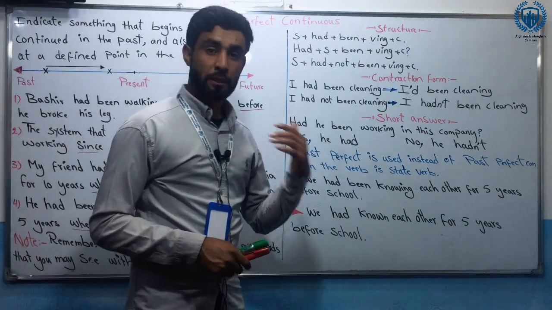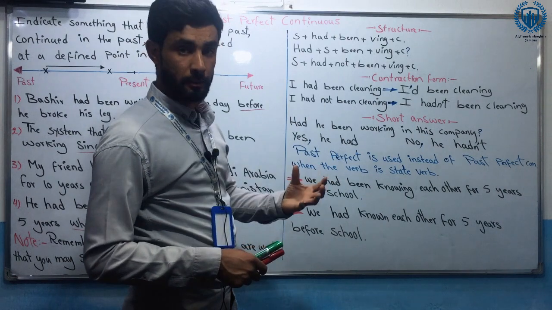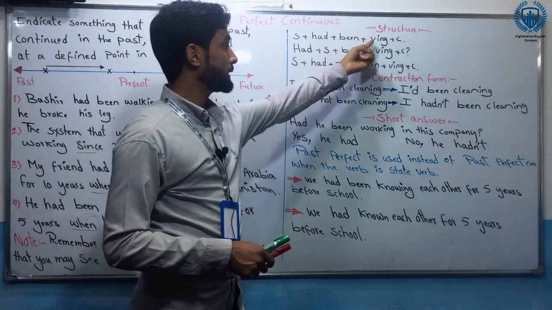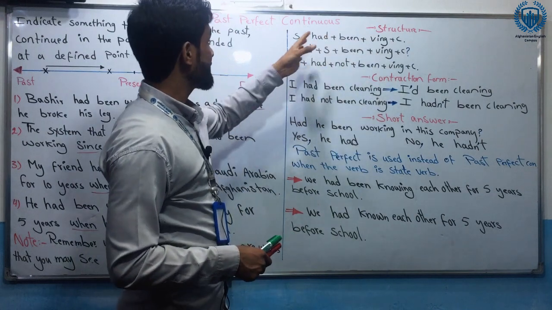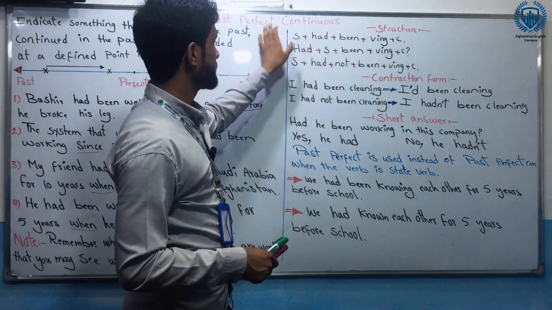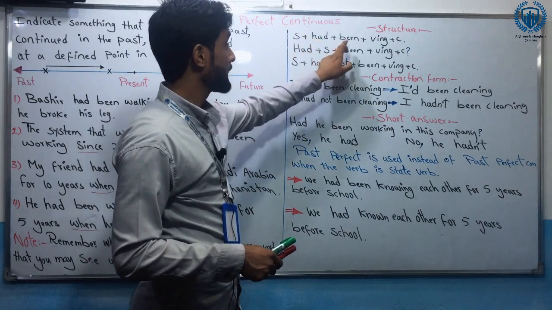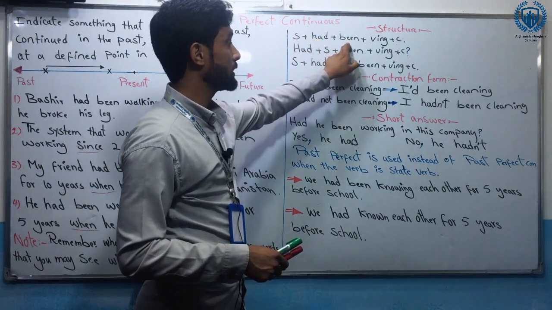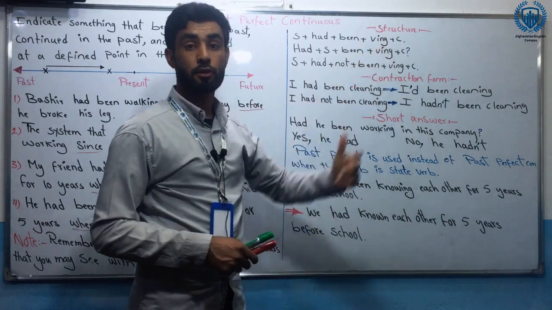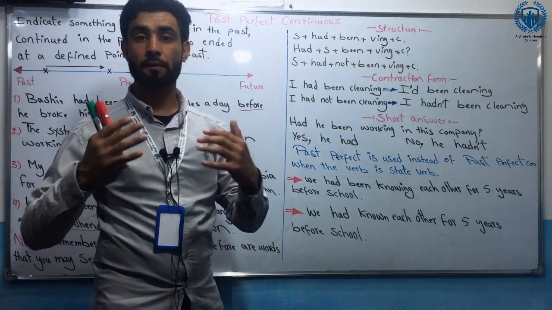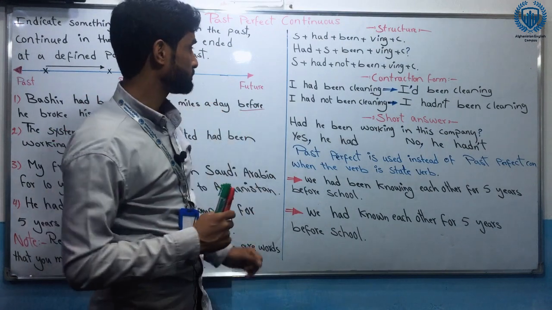In the perfect tenses, we use the to have verbs as an auxiliary verb, and in the continuous tenses we use to be verbs and the present participle form. As far as we know, it's a perfect continuous, so we have to use both the to have verbs as an auxiliary verb and the to be verbs as an auxiliary verb, and the present participle form of the verb. Then it's going to be the past perfect continuous tense structure.